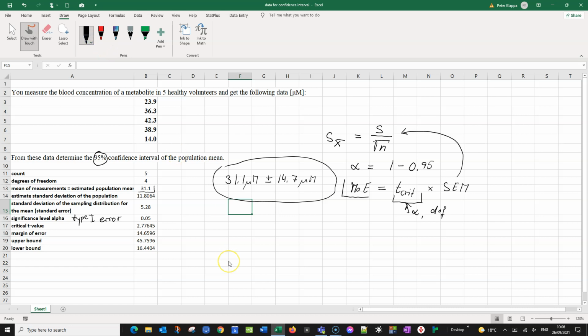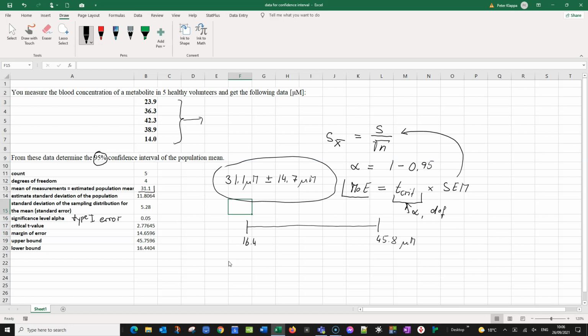we believe that the true population mean is somewhere between 16.4, and again I round, and 45.8 micromolar. We are pretty sure that the true population mean is located somewhere in there, and this estimate for this confidence interval is derived from this particular sample here.